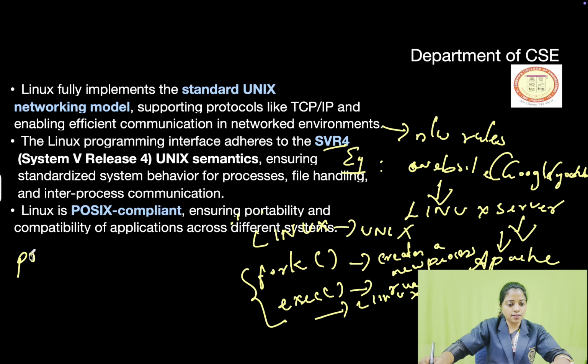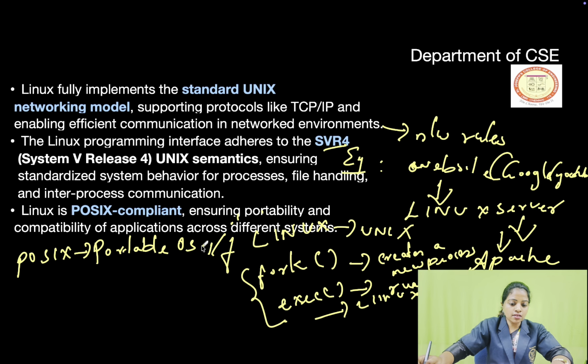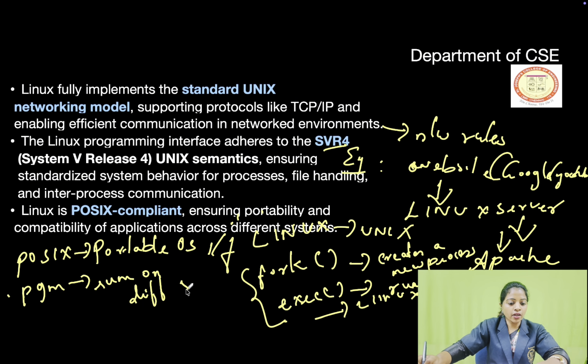So POSIX stands for Portable Operating System Interface. It ensures that a single program can run on different systems. Here, Linux follows some international or standard rules for programming.